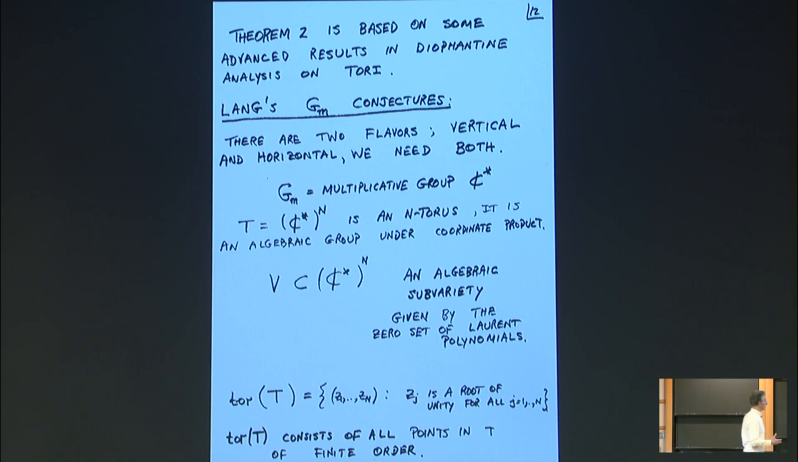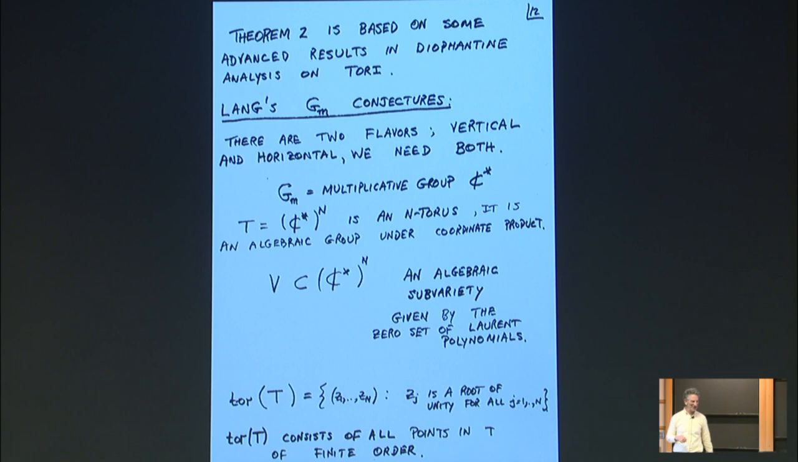So let me just review what we need here. We are sitting in a torus. The G_m in Lang's setting stands for the multiplicative group, which is just C star. And our C star was to the number of edges, so we have a torus, C star to the N, which is an algebraic torus with pointwise multiplication. Now let V be any algebraic subvariety, even reducible, any subvariety defined by polynomial equations, Laurent polynomials, because we are looking at the multiplicative group. So we've got a subvariety V sitting inside there, and we want to intersect V with certain sets. The theorem looks very complicated, but in fact, everything is up to some features which are non-effective or effective, or linear.